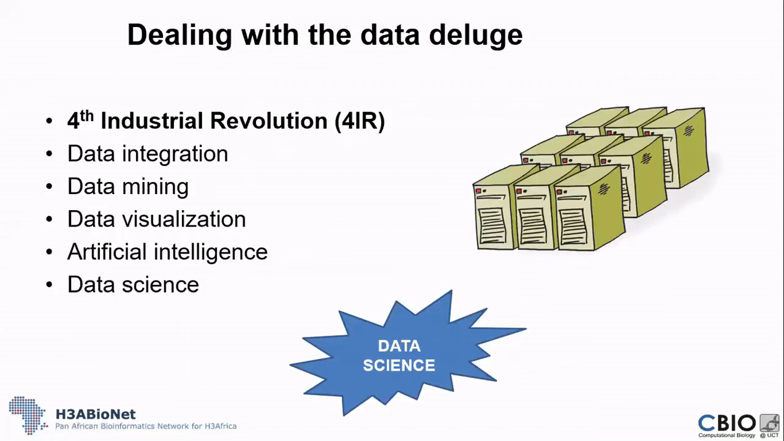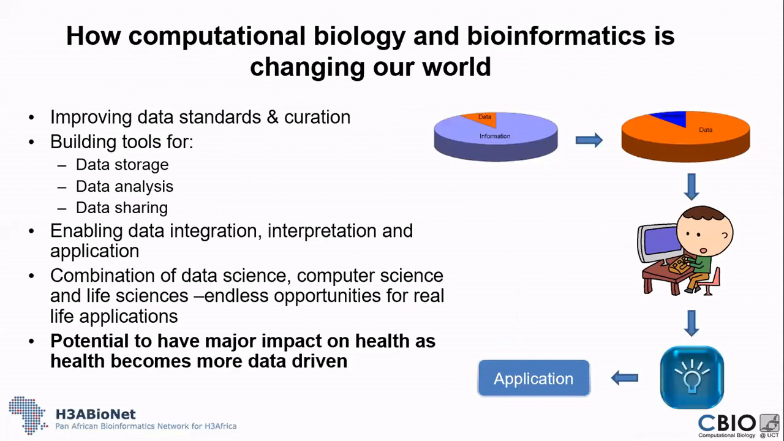In order to do that, we have to embrace the fourth industrial revolution, the 4IR. We have to worry about data integration, mining, visualization, embrace artificial intelligence, and therefore generally grab onto data science. So how is this data science, computational biology, and bioinformatics changing our world? Well, bioinformatics enables us to improve data standards and curation, build tools for these various aspects of data management, but mostly build tools for data integration, interpretation, and application, and of course, visualization.